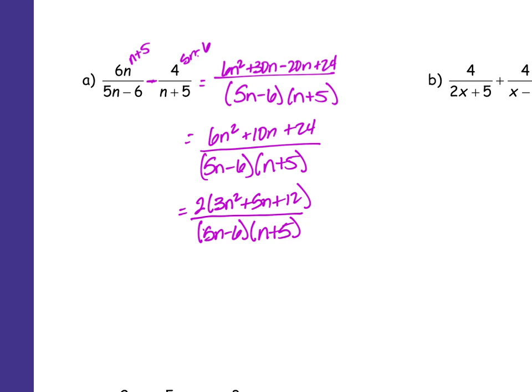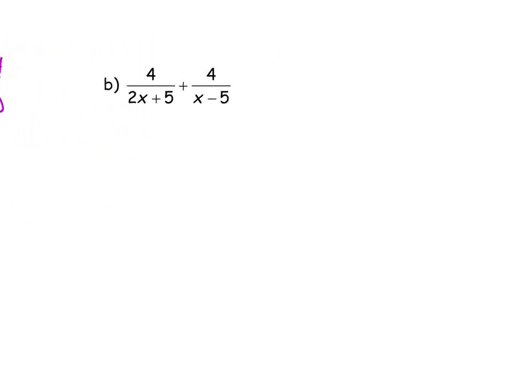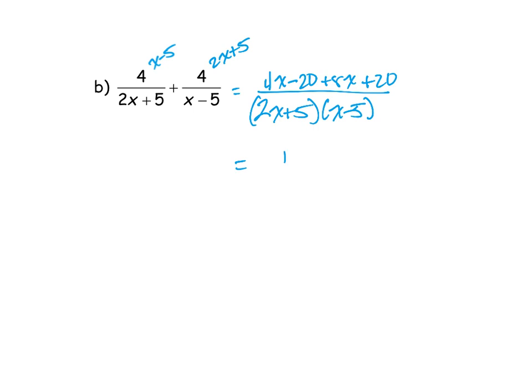Okay. And then B, again, guess what? They don't have anything in common. So they're both the common denominator. So that would be 2x plus 5 times x minus 5. Hey, I'm doing good. I got so many minutes left. x minus 5 times 2x plus 5. That gives me 4x minus 20 plus 8x plus 20. So that gives me 12x all over 2x plus 5 times x minus 5.